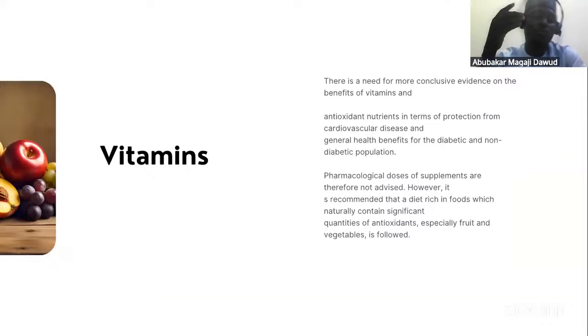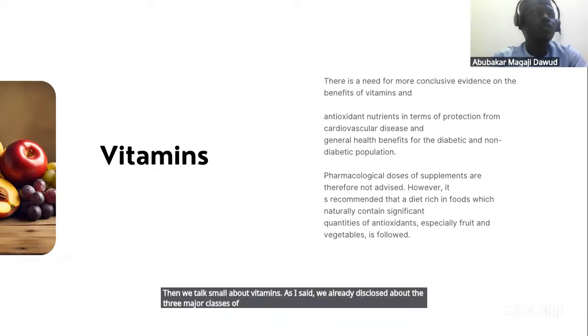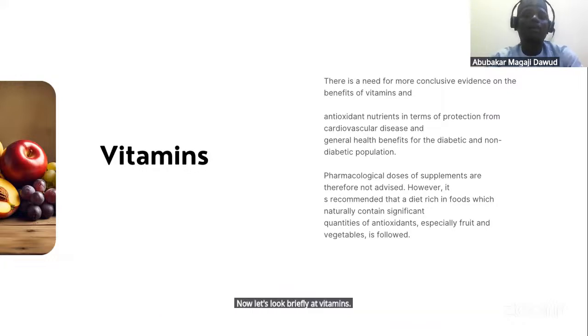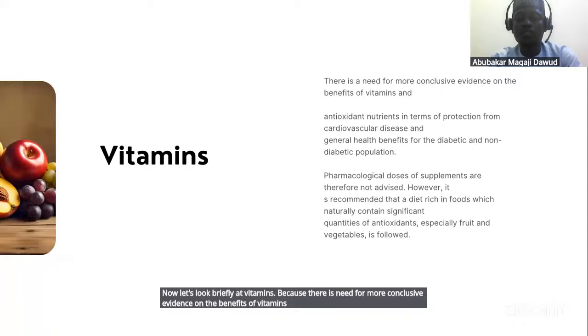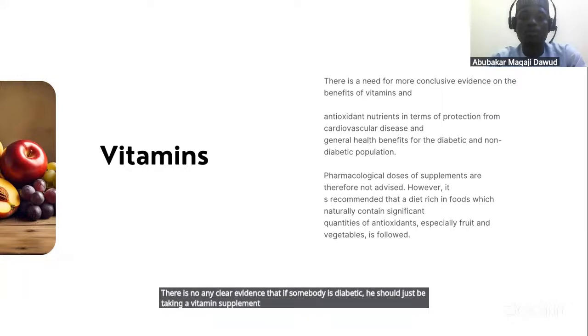Then we talk briefly about vitamins. As I said, we already discussed the 3 major classes of foods: carbohydrate, proteins, and fat. Now let's look briefly at vitamins, because there is need for more conclusive evidence on the benefits of vitamins and antioxidant nutrients in terms of protection from cardiovascular disease and general health benefits for the diabetic and non-diabetic population. There is no clear evidence that if somebody is diabetic, he should just be taking a vitamin supplement. There is no conclusive evidence that somebody should just be taking antioxidants.